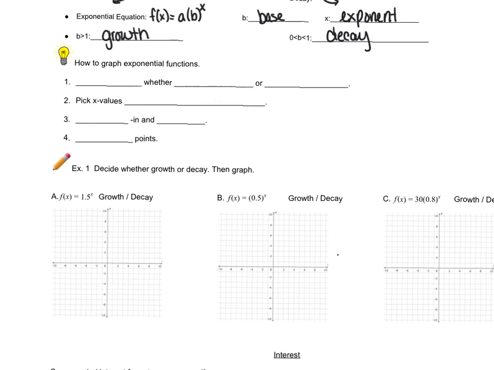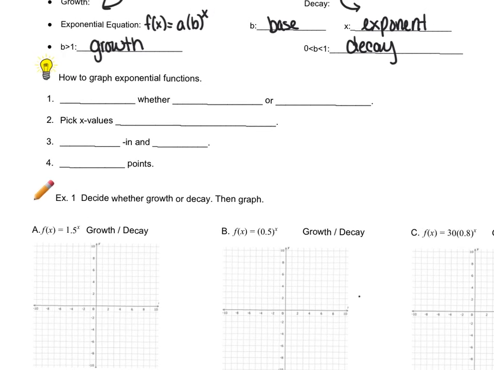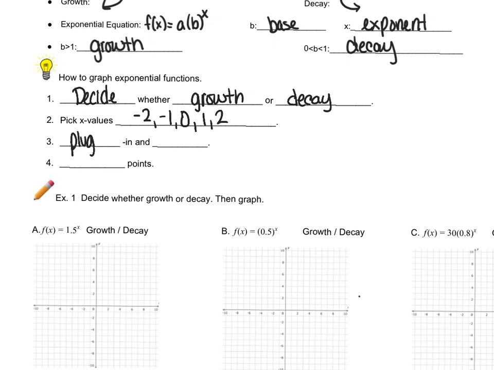So how do we graph exponential functions? Well, we first decide whether it is a growth or a decay, so we make sure our graph looks like it's supposed to. We pick x values -2, -1, 0, 1, and 2. We plug in using our calculator and solve, and then we plot the points.